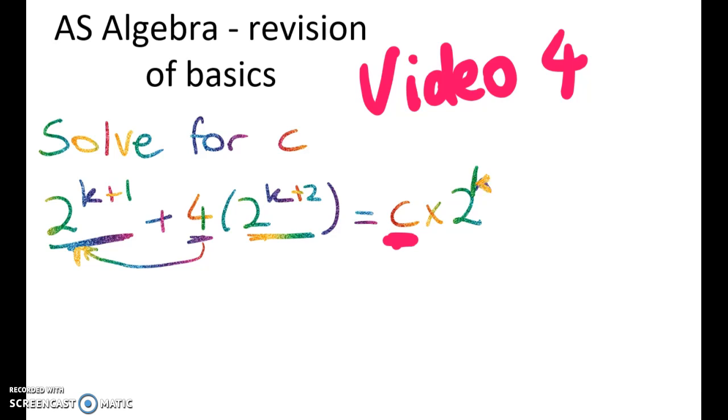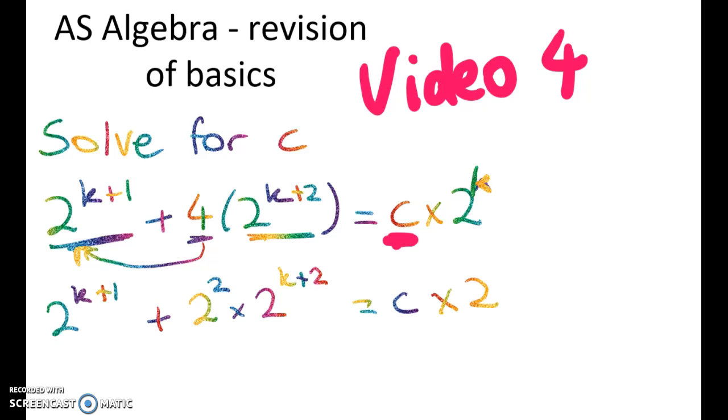Right, so our goal is eventually to get C isolated, but first we're going to do some common bases stuff. Should be starting to feel familiar again. So 2 to the power of k plus 1 plus 4 is 2 squared times 2 to the power of k plus 2 is equal to C times 2 to the power of k.